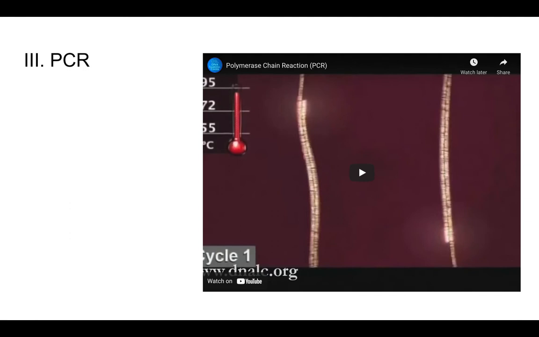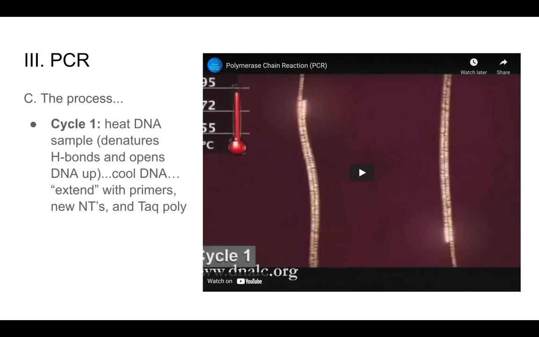You are going to go through 3 different cycles of copying the DNA, and the cycles are all the same. So let's talk about cycle 1. In cycle 1, we're going to take our sample of DNA and we're going to heat it up. And heating it up is going to denature the hydrogen bonds between the DNA, and so it's going to open the DNA up. And once the DNA is open, it will serve as a template for a complementary strand. And so we'll cool it down.